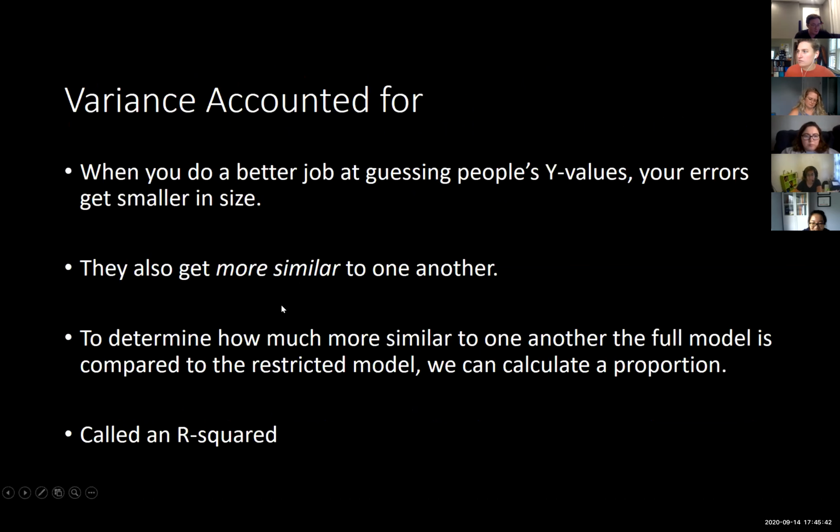When you've done a better job at guessing people's X values, not only do your errors get smaller, but they also get more similar to one another. Before, remember, we had somebody who was a 36 and somebody who was an 80 and somebody who was a 2. Those are really far apart numbers. Once I've used my predictors in the model, those error variances get smaller because my guesses are more similar to one another.